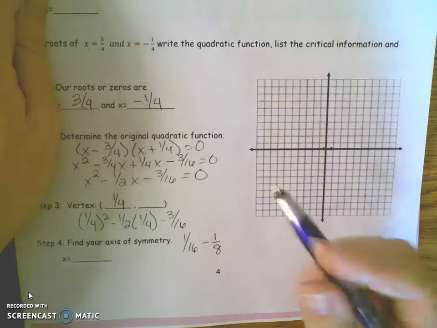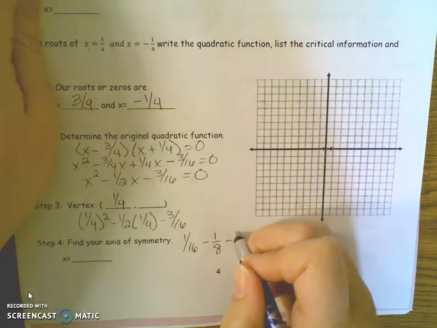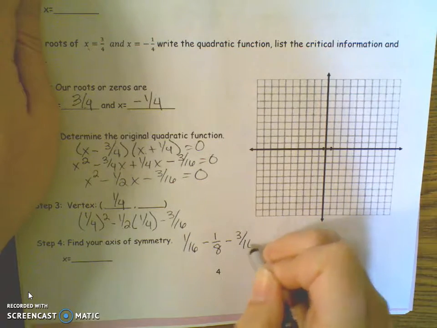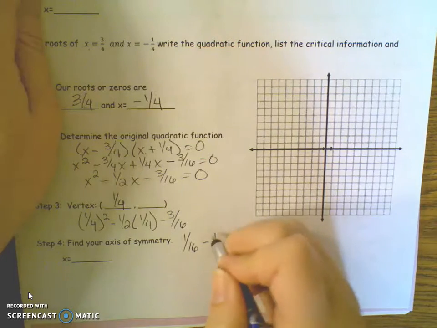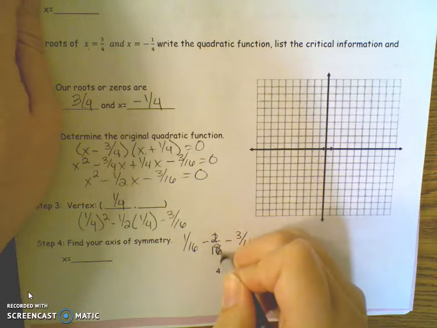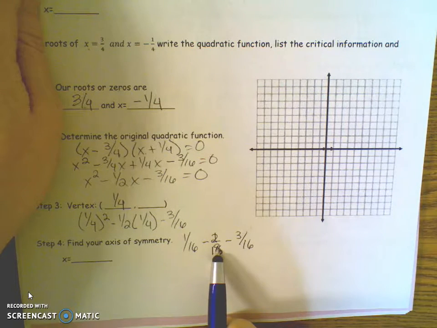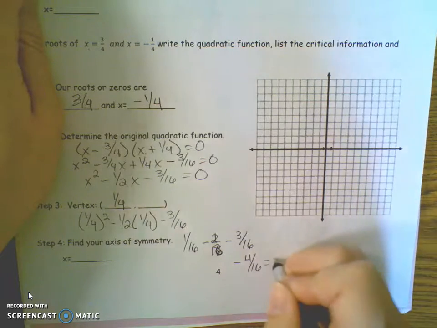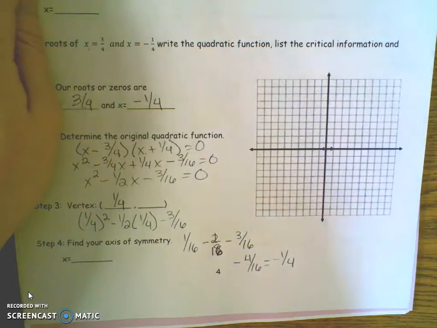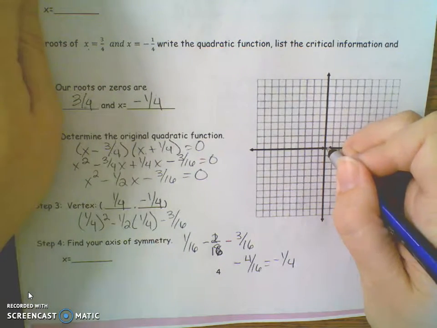And then I have minus 3/16. And so then this is the same thing as 2/16, so I'm going to change that to 2/16. 1/16 minus 2/16 is -1/16. Then minus 3/16 gives -4/16, which is the same thing as -1/4. So -1/4. So our point is positive 1/4, -1/4, right there.